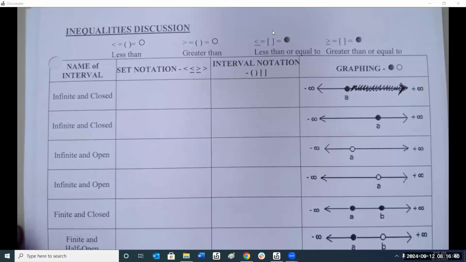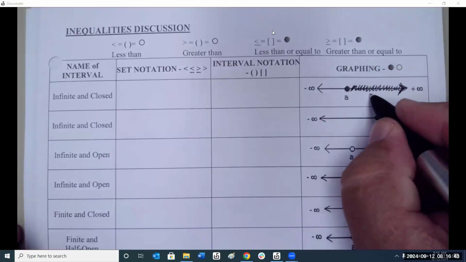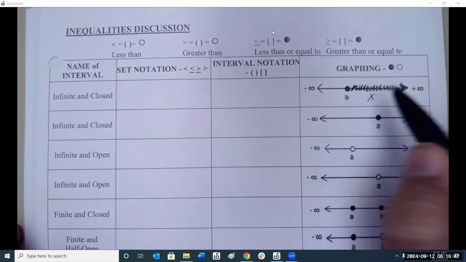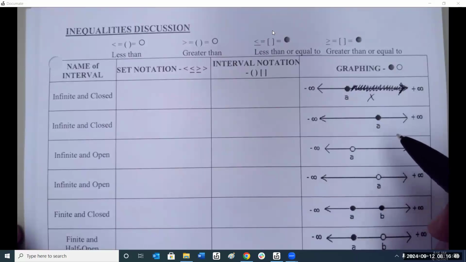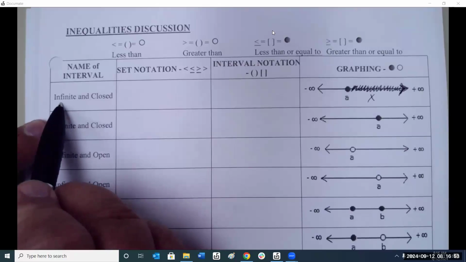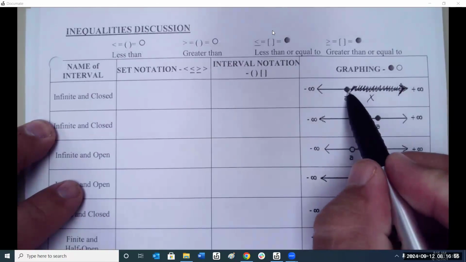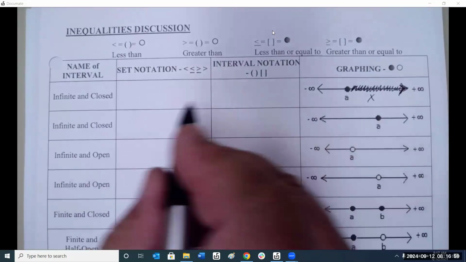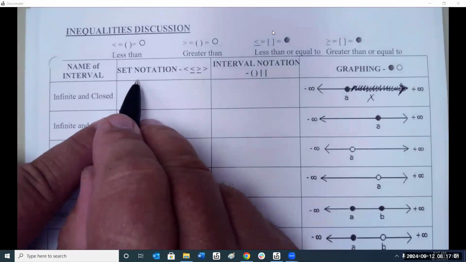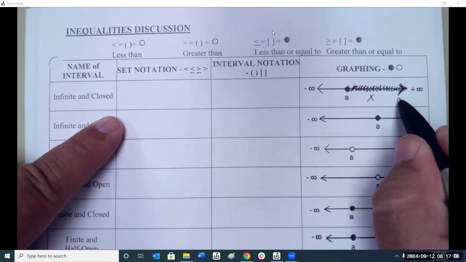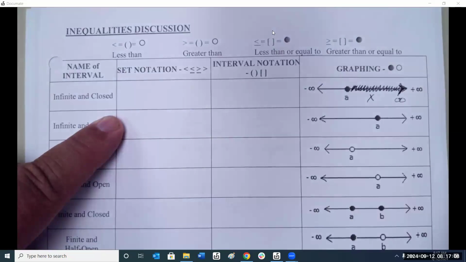What axis is it on? X. It's a horizontal axis, so the x-axis. So this represents all x's that we can use. And this is called an infinite closed interval because it starts at a closed end and it goes on to infinity. The set notation, start with the lowest and then go to the highest. And where does it end? At infinity.